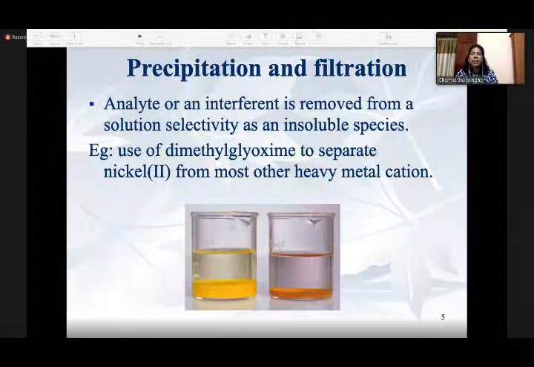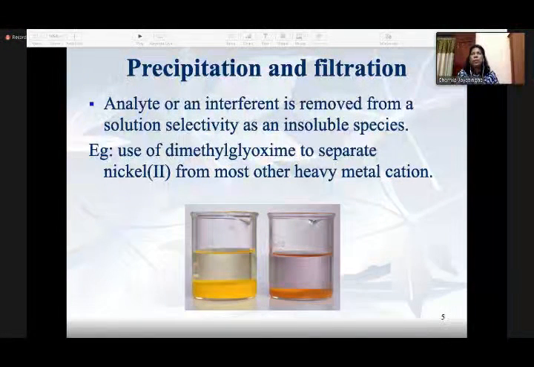So in filtration, the analyte interferent is removed from a solution selectively as an insoluble species. Here actually the answer is given. This one they use dimethylglyoxime to separate nickel from most other heavy metal cations, but it's more chemistry. But let's discuss.